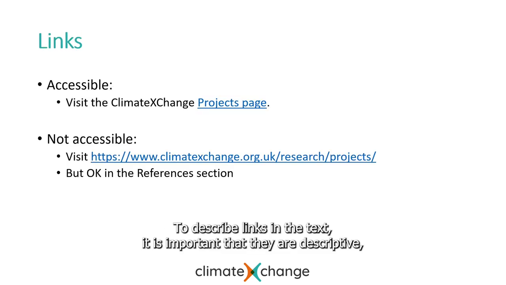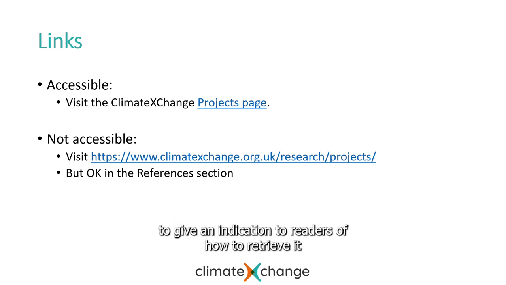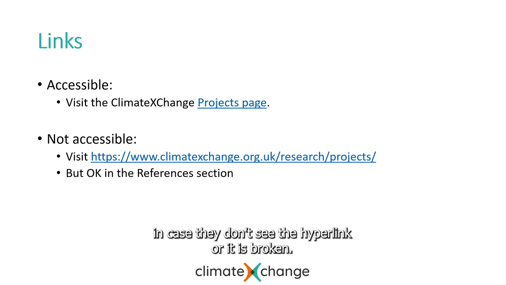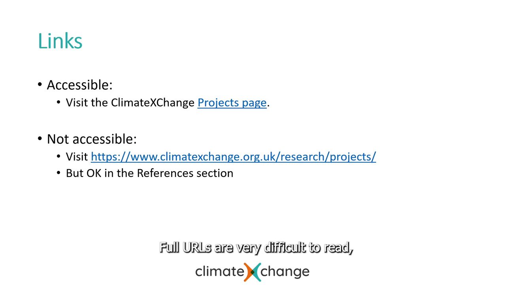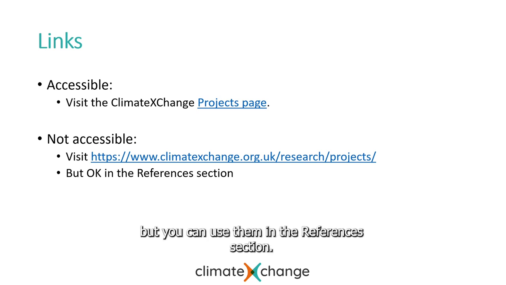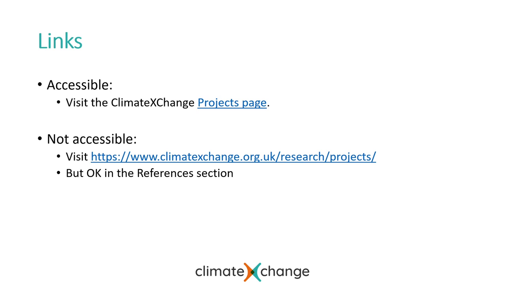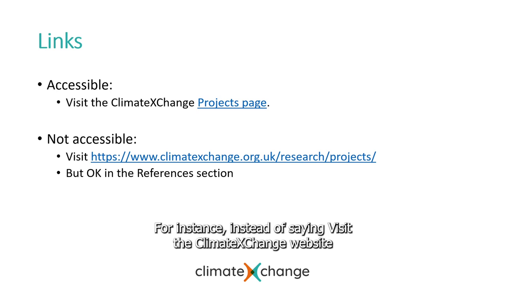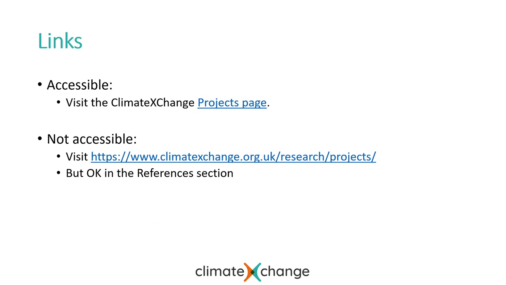To describe links in the text, it is important that they are descriptive to give an indication to readers of how to retrieve it in case they don't see the hyperlink or it is broken. Full URLs are very difficult to read, but you can use them in the references section. For instance, instead of saying visit the ClimateXChange website, be specific. Say visit the ClimateXChange projects page.